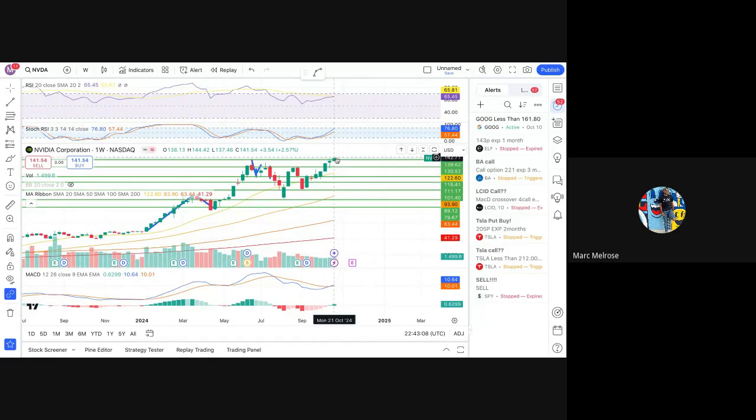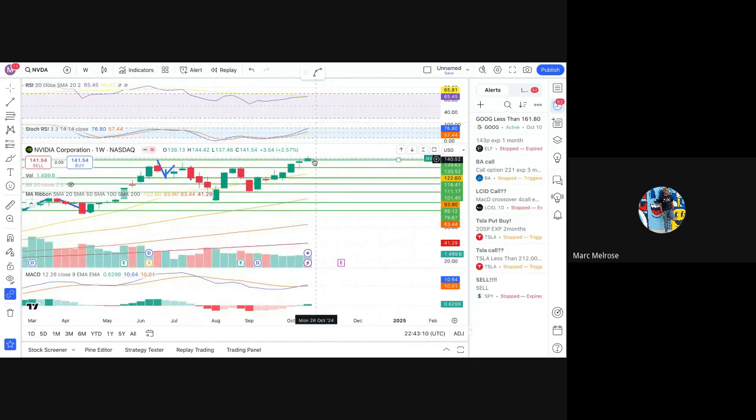We see when it broke out. Try to zoom in. See when we broke out, this wick got a little bit above 145 for the price.